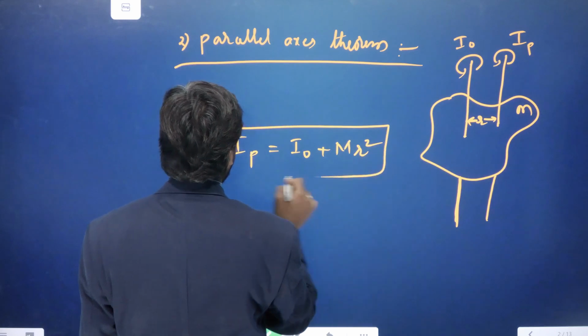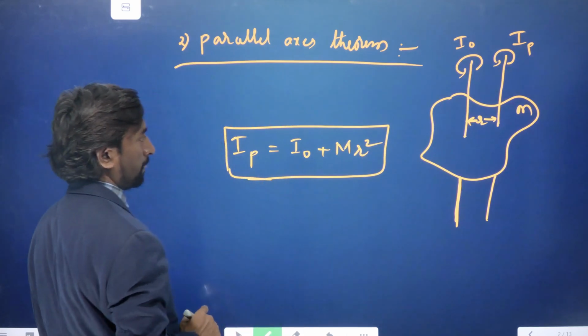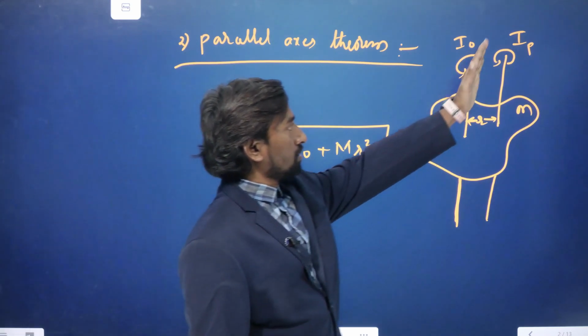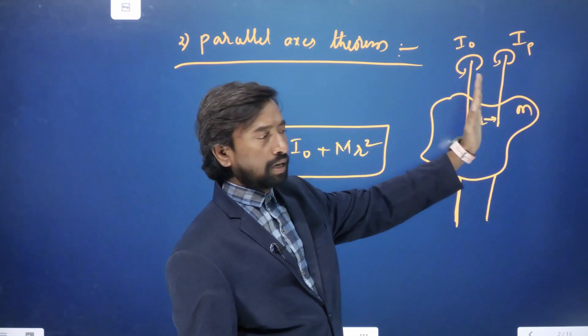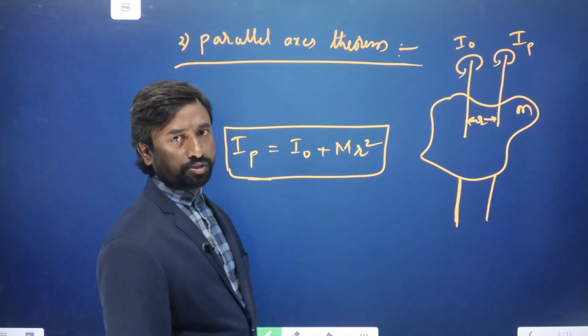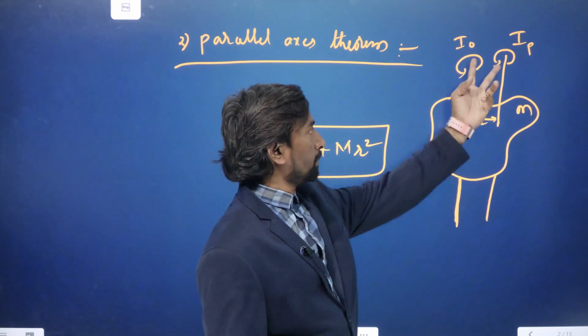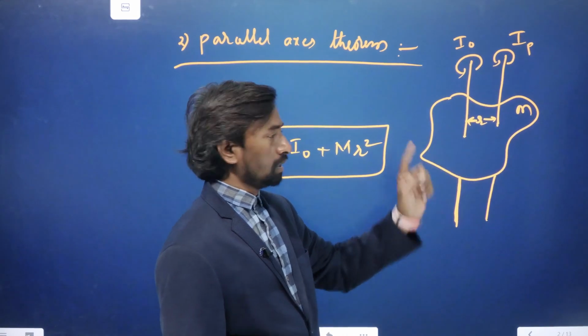So this gives the parallel axis theorem. Suppose about any axis which is parallel to this, the moment of inertia about the axis passing through the center of mass. So now here we consider the parallel axis which is passing through the center of mass.